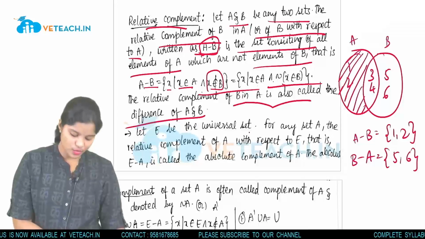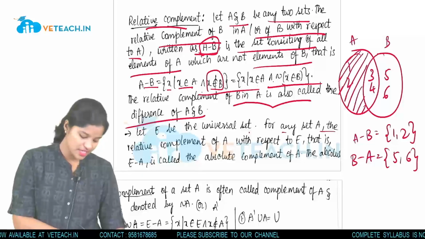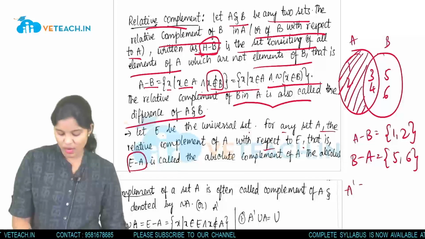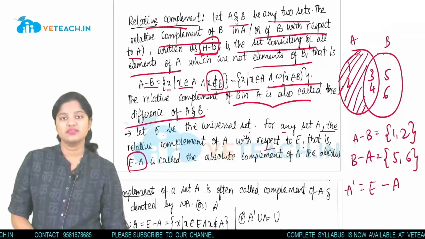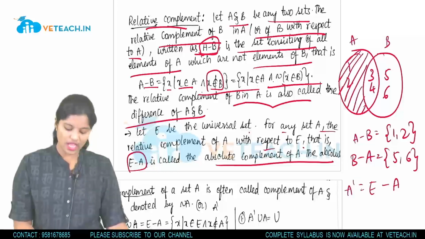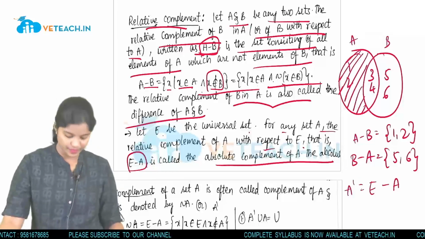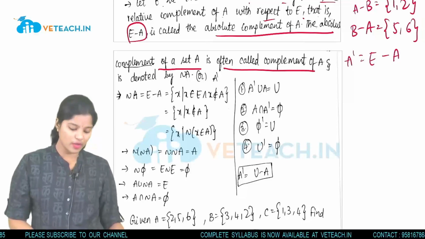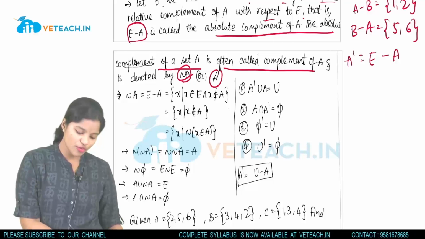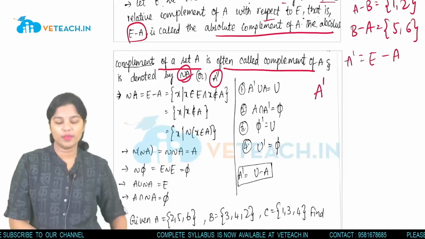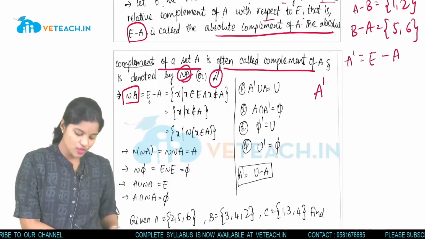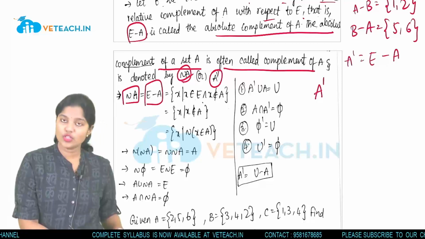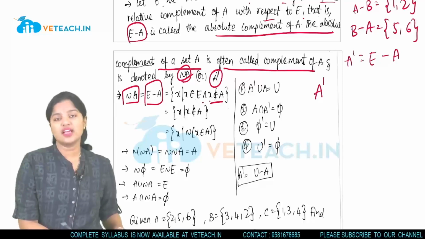Let E be the universal set. For every set A, the complement of A with respect to E, that is E minus A. A complement means universal set minus the given set, and is called the absolute complement of A. The absolute complement of a set is often denoted by complement, negation of A, or A dash, that is A complement. A complement is equal to E minus A. That means x belongs to E intersection x does not belong to A.